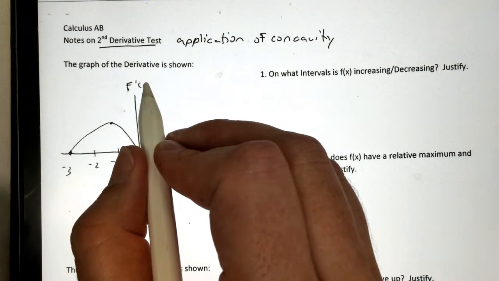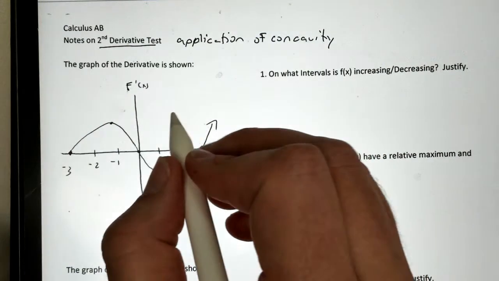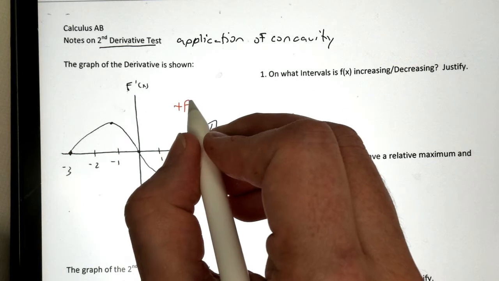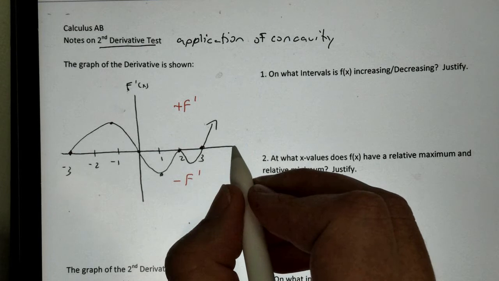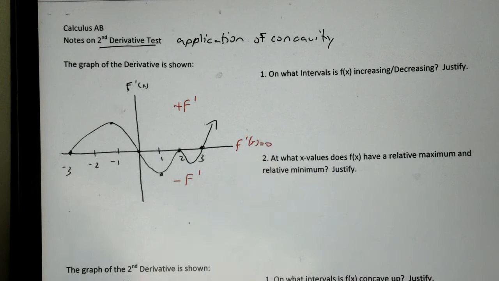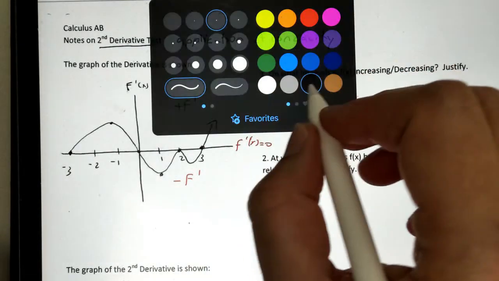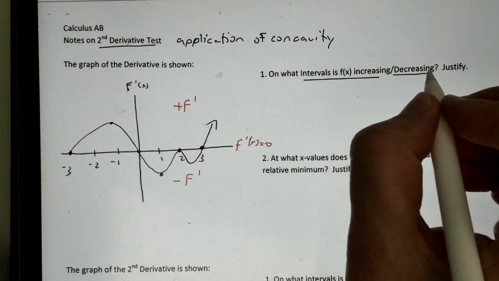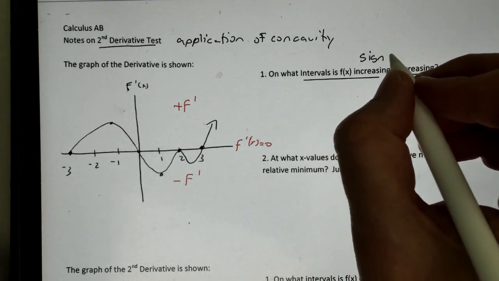Before we start, let's review our first derivative rules. If we're given the graph of a derivative, which we are told right here, we know that above the x-axis the derivative is going to be positive. Below the x-axis, the derivative is negative, and our critical numbers, or where the derivative is 0, are on the x-axis itself. So the very first question we're being asked here is on what intervals the function is increasing or decreasing. This is our first derivative test, where we are going to use our sign charts.